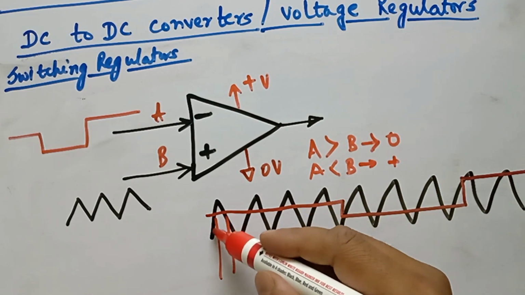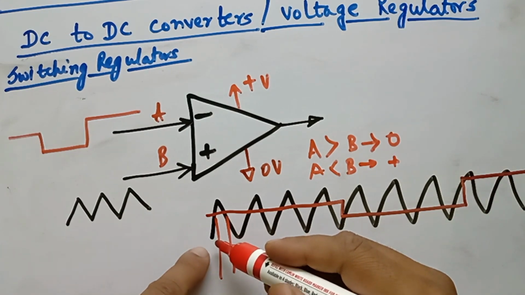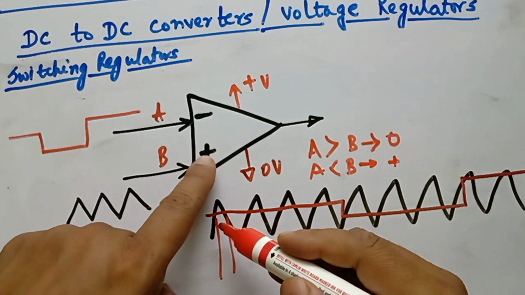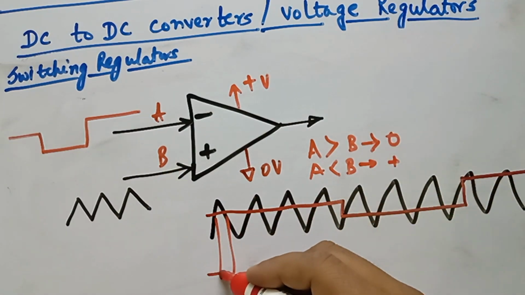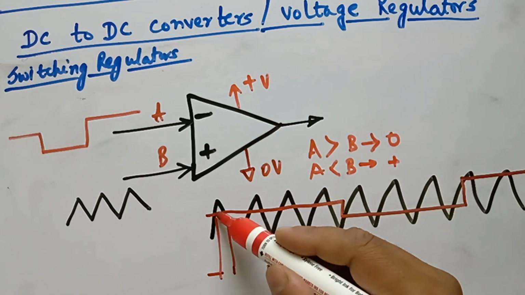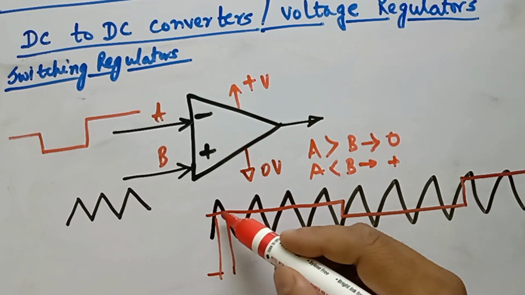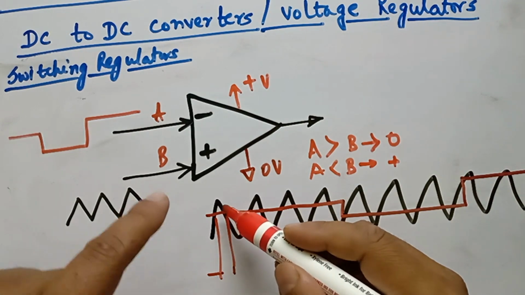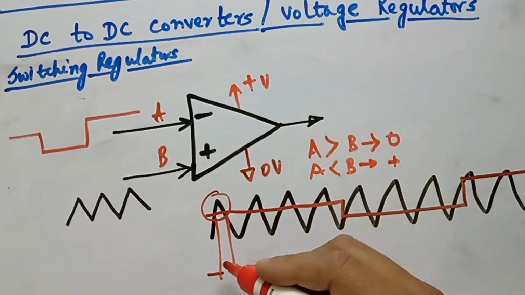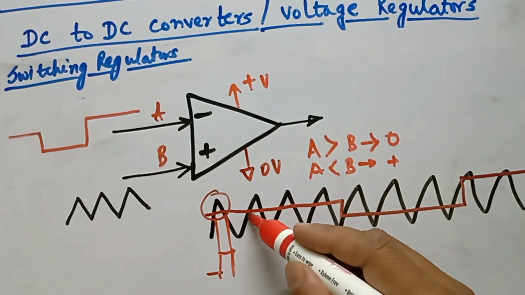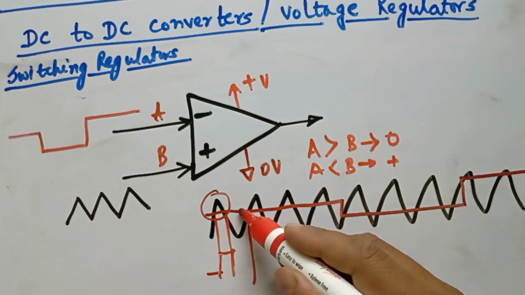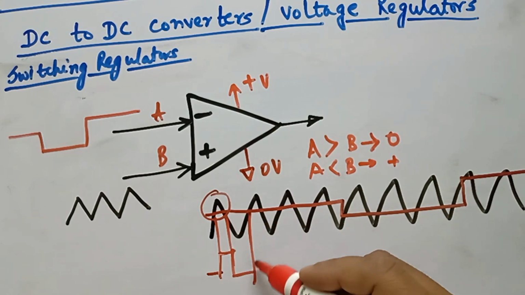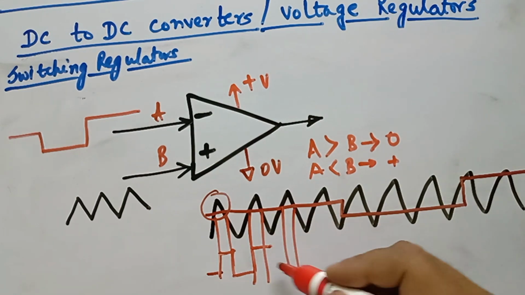During this time, the sawtooth value or the triangular wave value is less than the DC value, means the negative value is higher than the positive value. So output is actually 0. During this time, when the triangular waveform is higher than the flat line, or this value of the DC voltage, the positive value is high, so therefore the output will be high. Again, during this time, the triangular waveform is lower than this input voltage, so output is again 0. So on it moves.